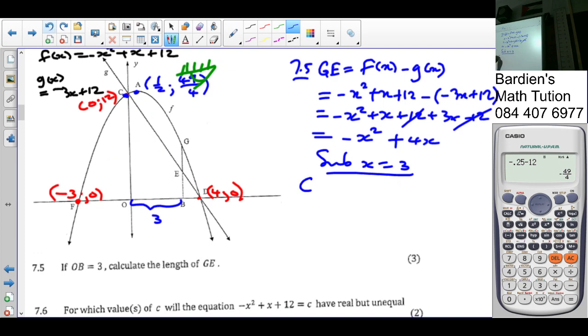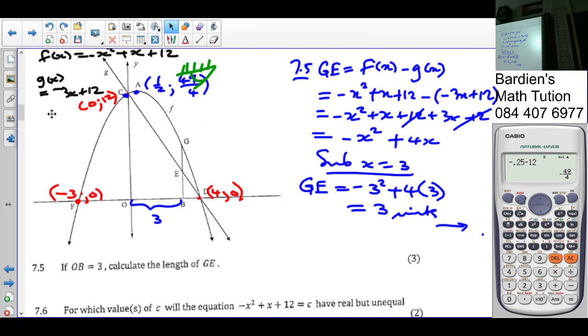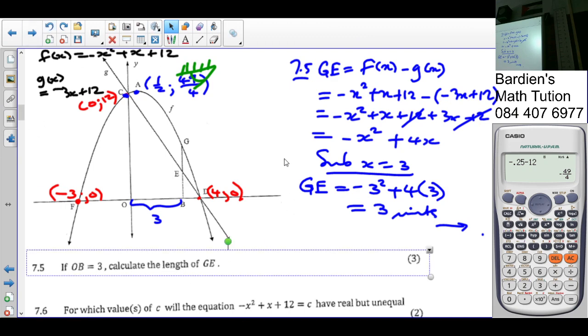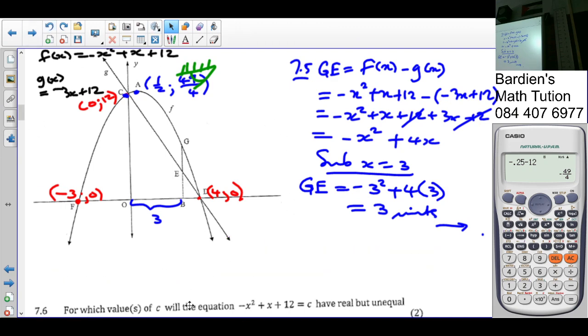So, GE is then equal to negative 3 squared plus 4 times 3. Negative 9 plus 12 is 3 units. Any confusion here, people? No? Next question.